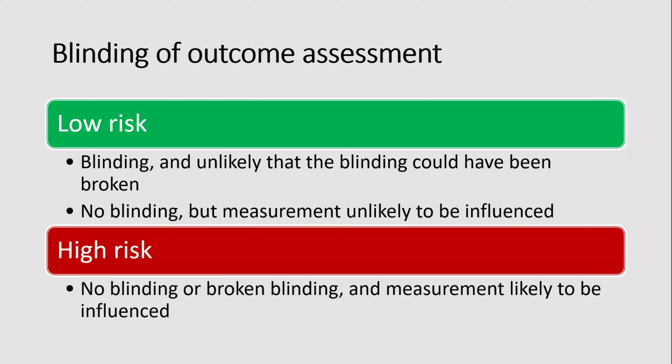So low risk is blinding where it is unlikely that the blinding could have been broken, or no blinding but the measurement is unlikely to be influenced. If, by reading the study, you can see there was a need for blinding, but the study researchers still did not blind the concerned persons, like researchers, participants, or outcome assessors, then in that case you can go for high risk of bias.